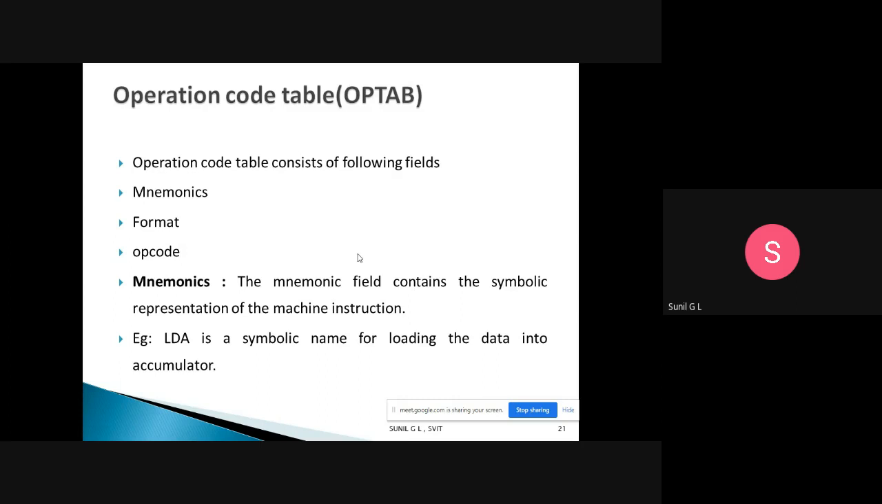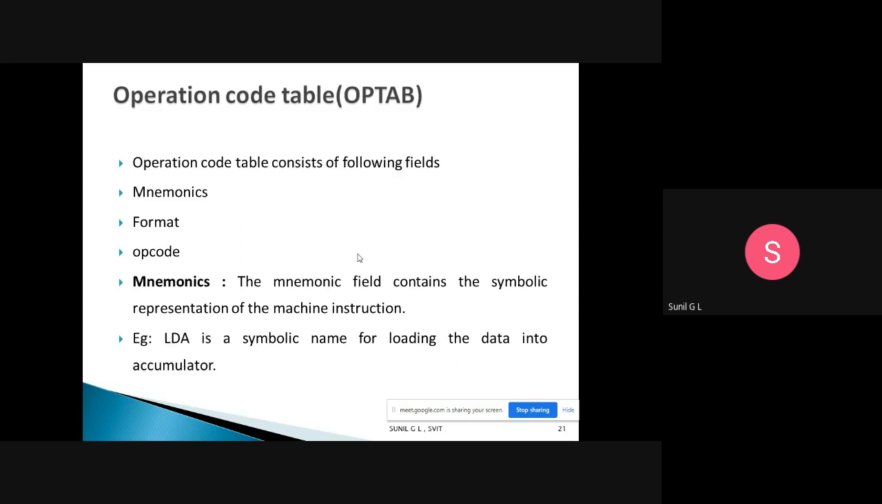Like that we have n number of instructions in assembly language. This opcode table maintains the machine level equivalent of each particular instruction. We call the machine code the opcode, and the instruction we call the mnemonic. Opcode and mnemonic are the two important things here. This operation code table consists of the following fields: the first is the mnemonic, another is the format, and the third is the opcode.